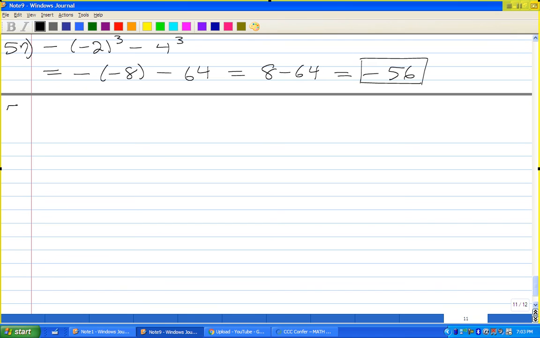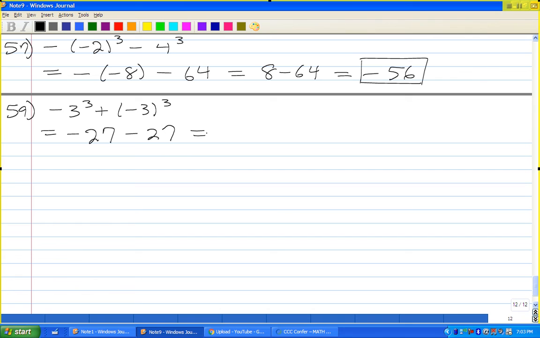Problem 59. Negative 3 cubed plus negative 3 cubed. 3 cubed is 27, and then negate. Negative 3 cubed is, well, negative 27. Negative 3 times negative 3 is positive 9, times negative 3 is negative 27. Negative 27 minus 27, negative 54.